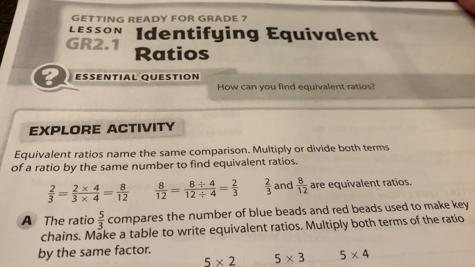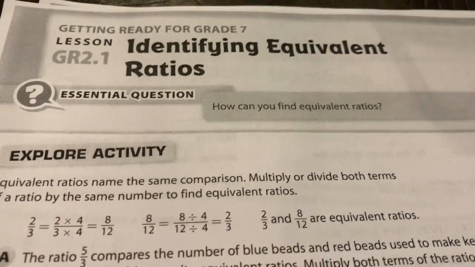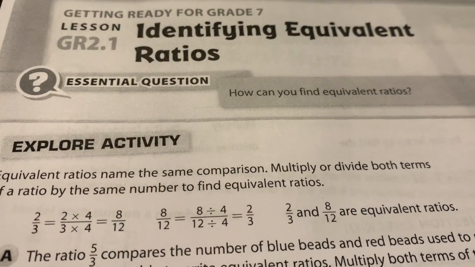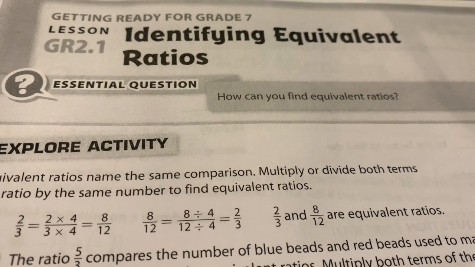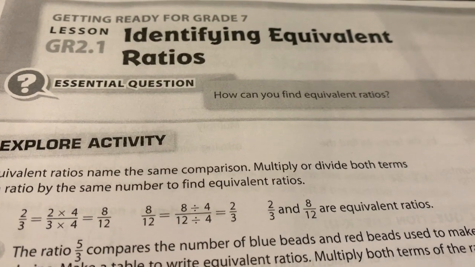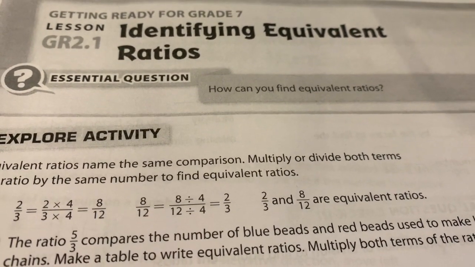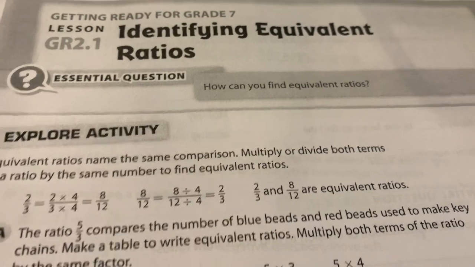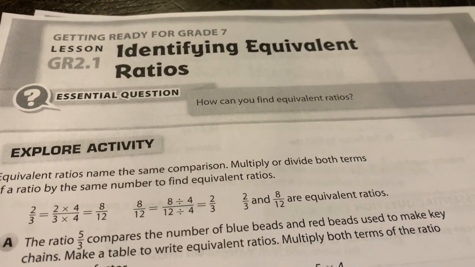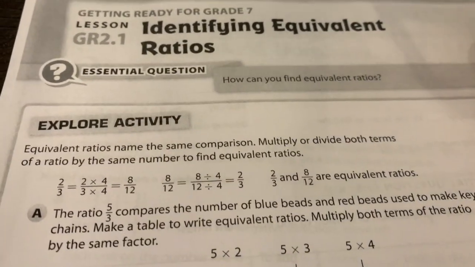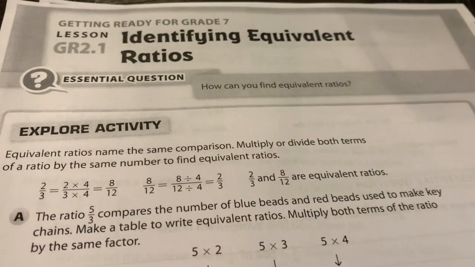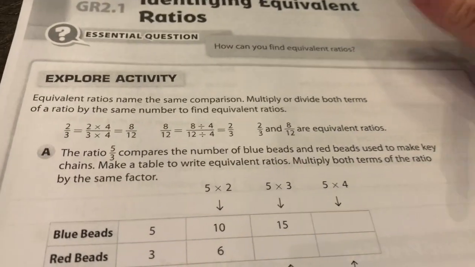So today we're going to start the second quote-unquote module in this section, and the first lesson we're going to be doing is identifying equivalent ratios. Luckily this is something that you've already learned in 6th grade, so this is going to be a breeze for you. Okay? Ratios are huge in 7th grade, so it's good to go over this again.